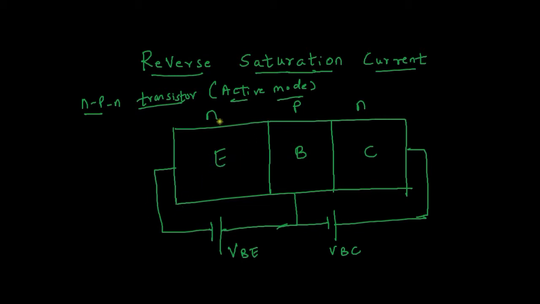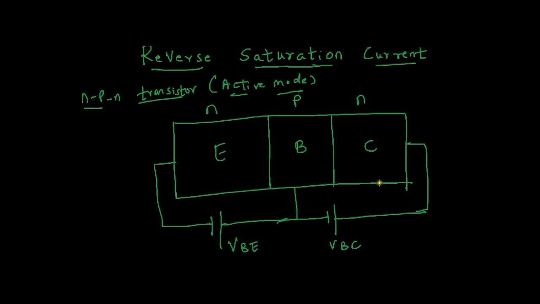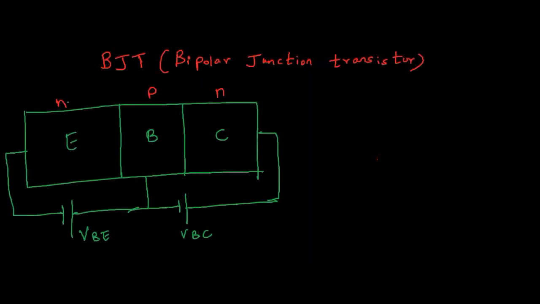If we understand what happens in active mode of operation, we'll get to know what is the reverse saturation current. So we'll see the working of this transistor now. As you know, BJT stands for bipolar junction transistor. What is the meaning of bipolar? That means both electrons and holes constitute the current. The current is conducted by both electrons and holes in BJT.